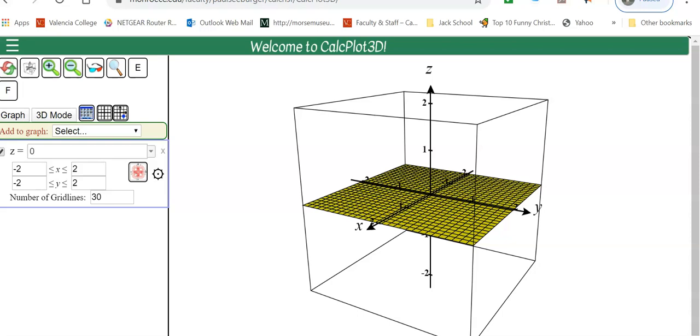First plane I want you to think about is the XY plane. So I've made this in yellow. This is the XY plane. When we're on the XY plane, you can see that Z is equal to 0. So the equation for the XY plane is Z is equal to 0.